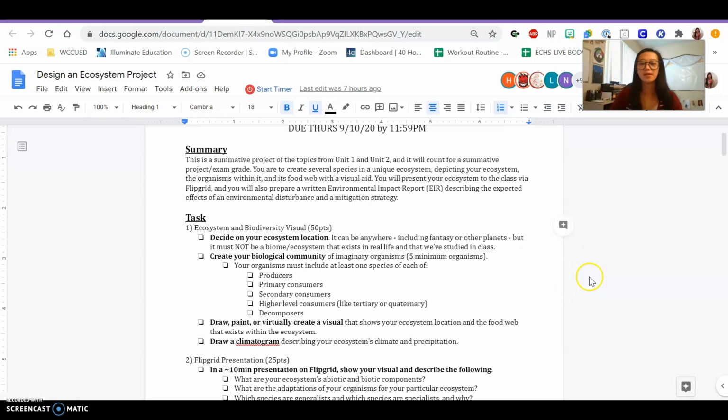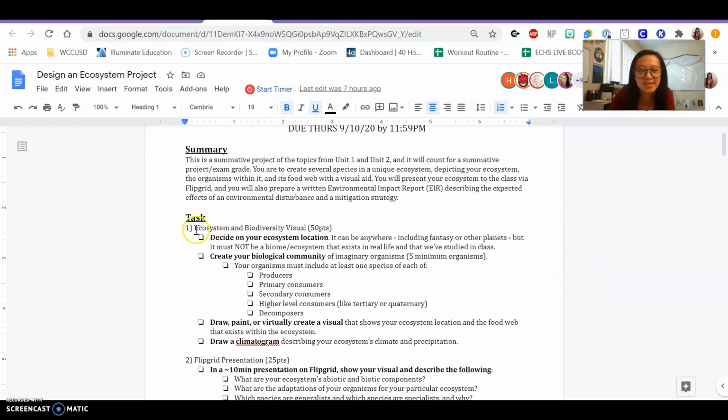Okay, so the overall goal of this project is to show me what you know about ecosystems, the biological organisms, trophic levels, climatograms, adaptations, and also generally disturbances and how ecosystems can recover from those types of things. So it's split up into three parts.